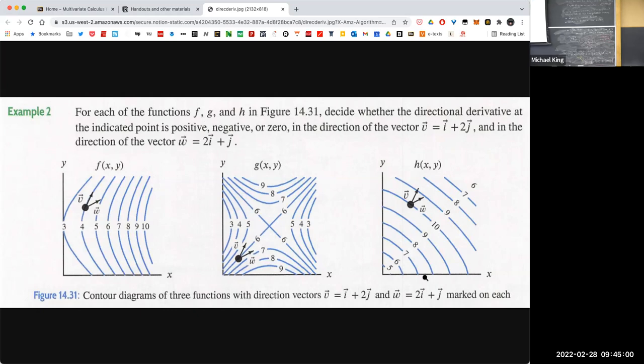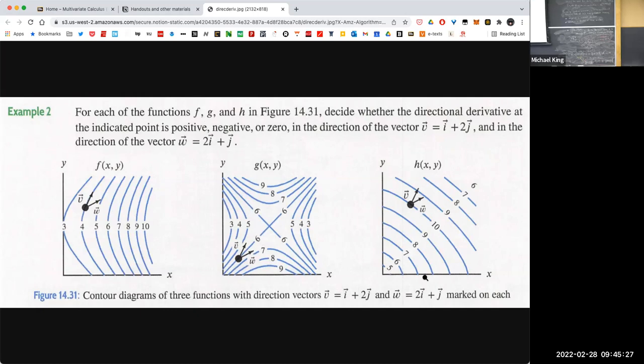You could argue it's not quite tangent. If it was tangent to the contour, the directional derivative would be 0, because you'd be basically following the contour. I think the book says they're both positive. So I think V is meant to be a little bit tilted, not quite tangent. This one, similar arguments.